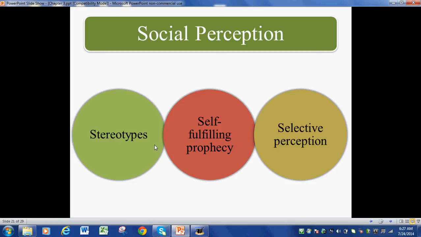And selective perception. What perceptions come to you? Are you selective about those perceptions, or do you accept all the perceptions that you receive from your outside stimuli?